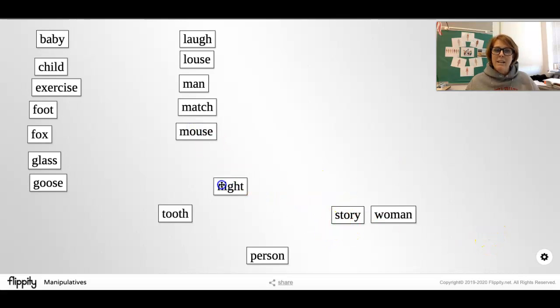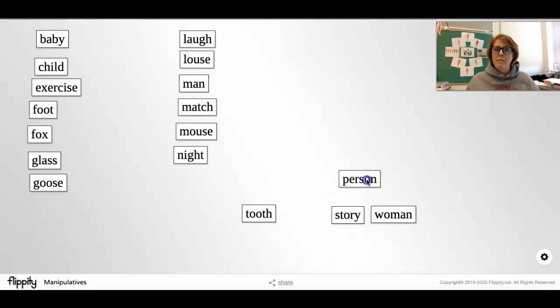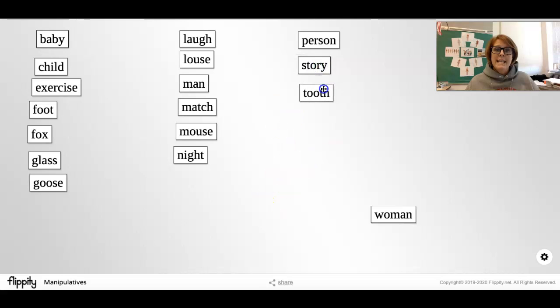Next is N. That's an easy one. There's only one, night. O, nothing. P, we have a P word, person. Q, R, S, T, and then our last one, woman.